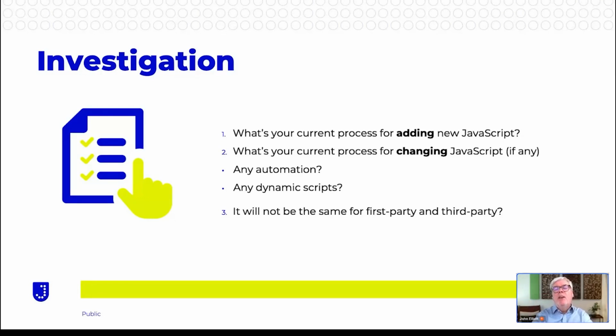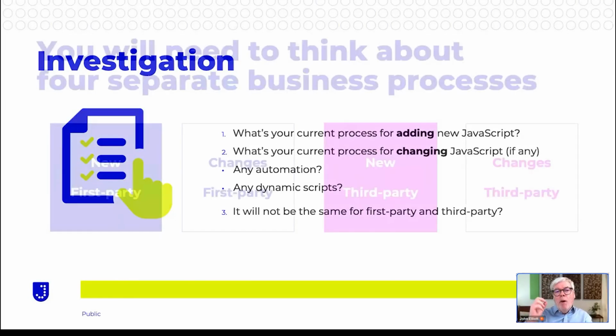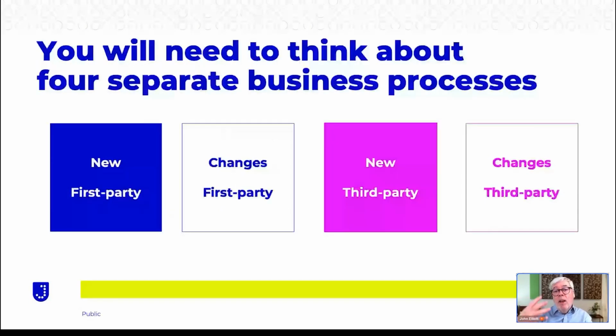And is there any automation to use any dynamic scripts? And believe me, it will not be the same for first and third party. And you will need to often think about this, as I said before, in three different ways of what's the process for new first party scripts? What's the process for changes to first party scripts? What's the process for new third party scripts? And then finally, what's the process for changes to third party scripts?